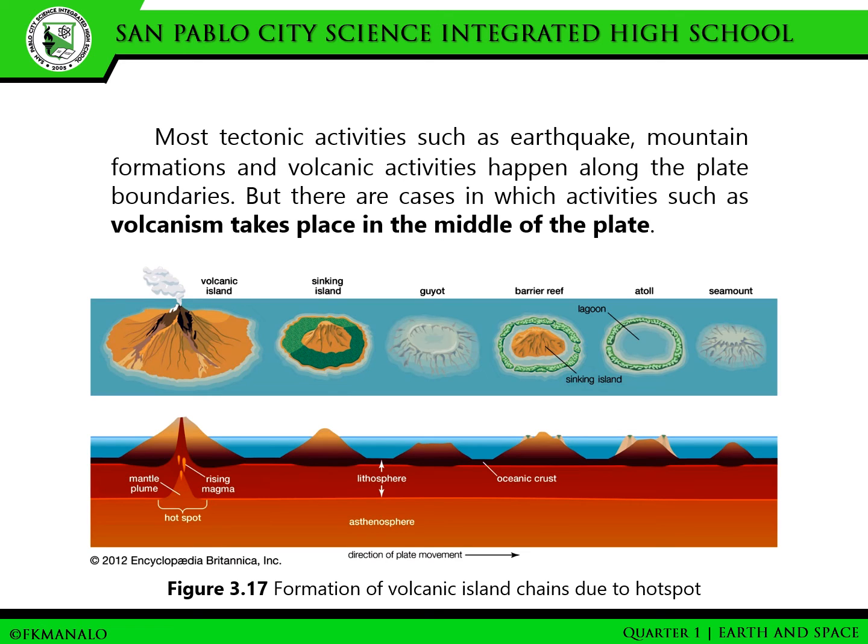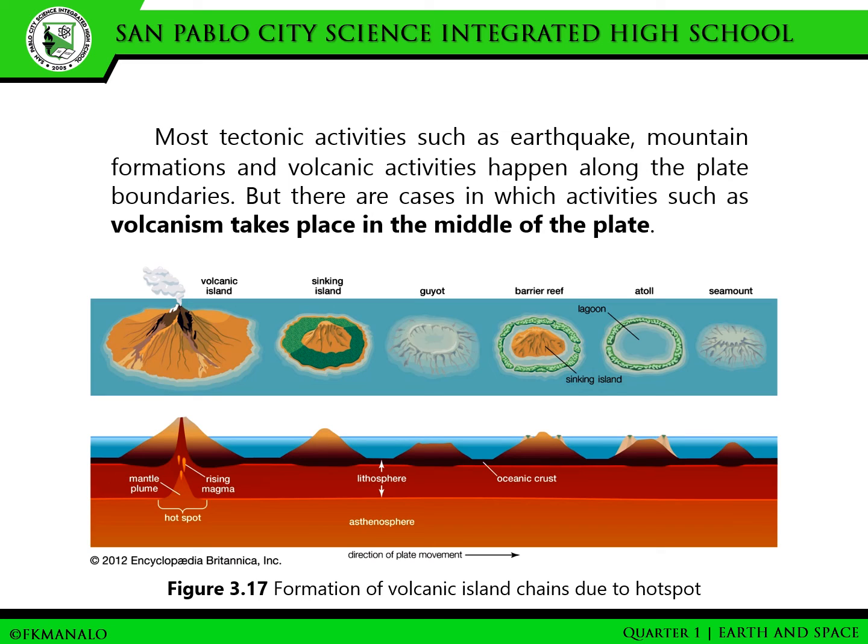We learned that most tectonic activities such as earthquakes, mountain formations, and volcanic activities happen along the plate boundaries. But there are cases in which activities such as volcanism take place in the middle of a plate. And that is true upon the formation of volcanic island chains due to hotspots. A hotspot refers to an area in the mantle from which heat rises as a thermal plume from deep in the earth.